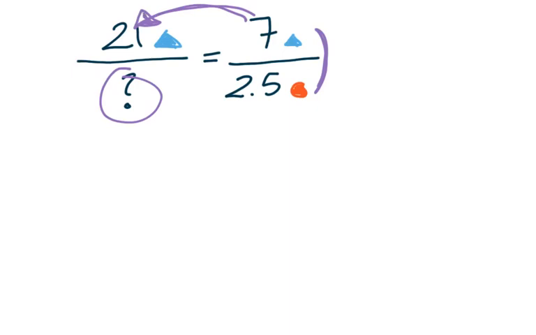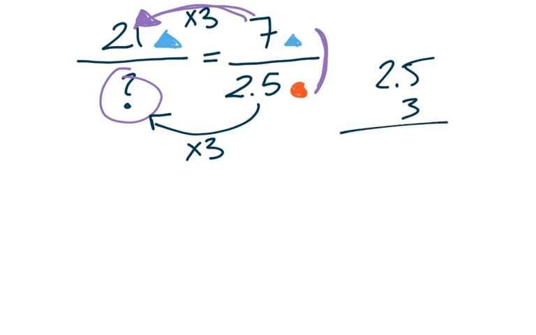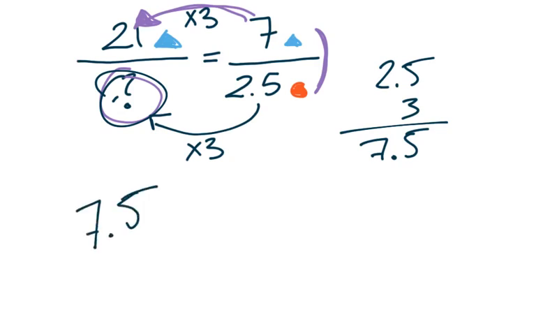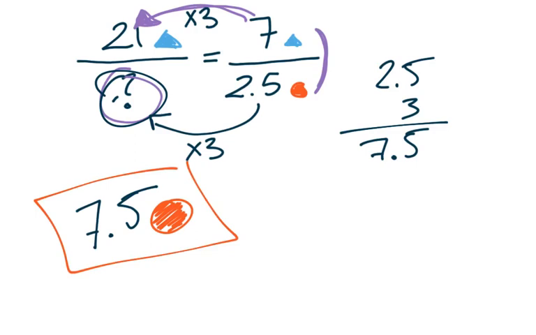I'm going to put my arrow going to the left this time, and I need to think about my relationship. 7 to 21, I'm going to multiply 7 times 3 and 2.5 times 3. 2.5 times 3 is going to be 7.5, which would be my answer right here, and then I would write it off to the side. 7.5, include your units, red circles. Let's look at another one.